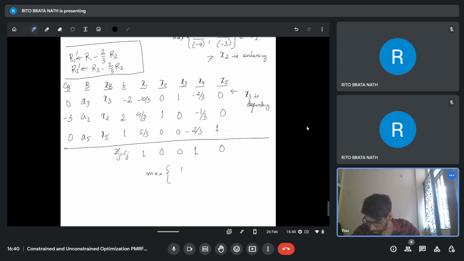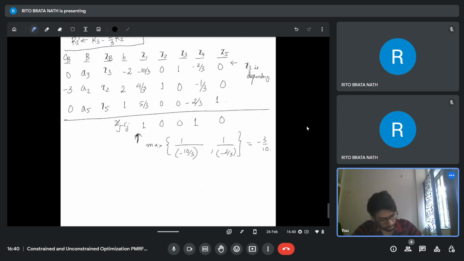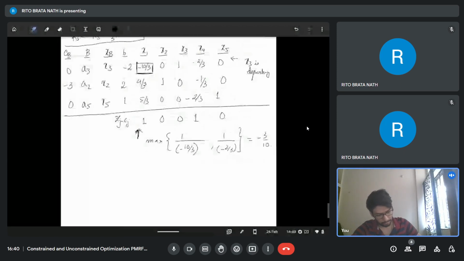And again, you have to calculate max of 1 divided by minus 10 by 3, and then what you have is this one, 1 divided by minus 2 by 3. So that will give you minus 3 by 10, so x1 will enter. Okay, so automatically this becomes your pivot. And let me write down another step of this problem.